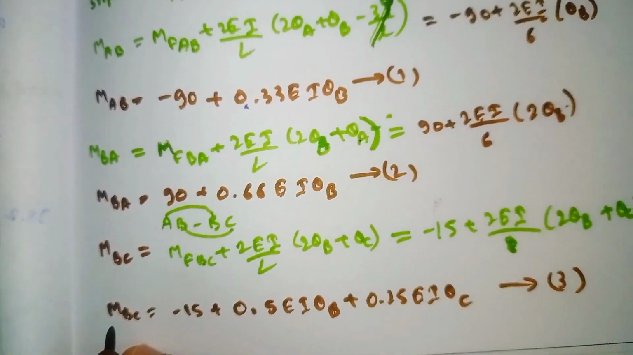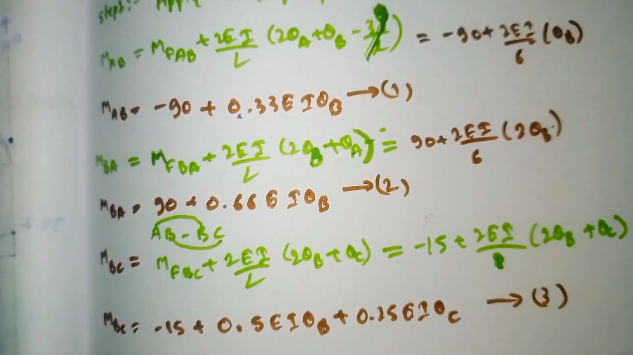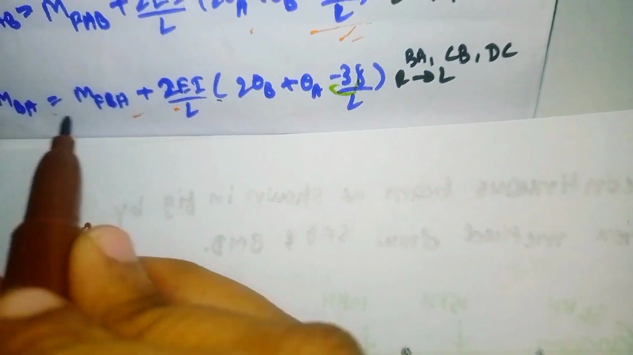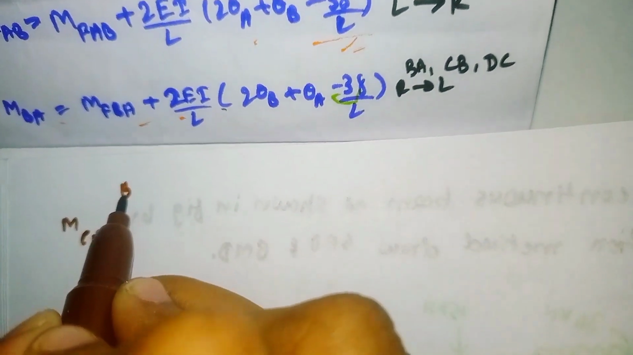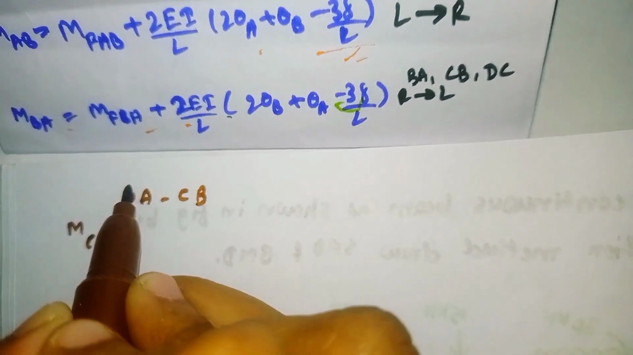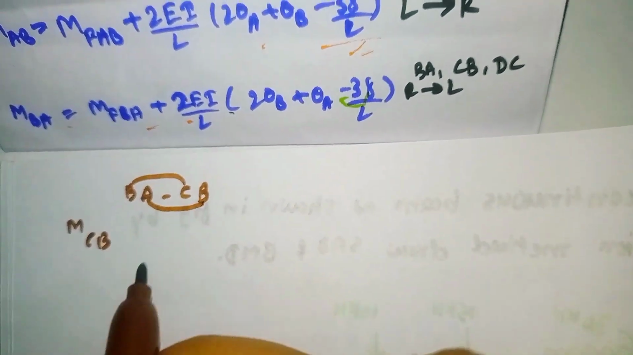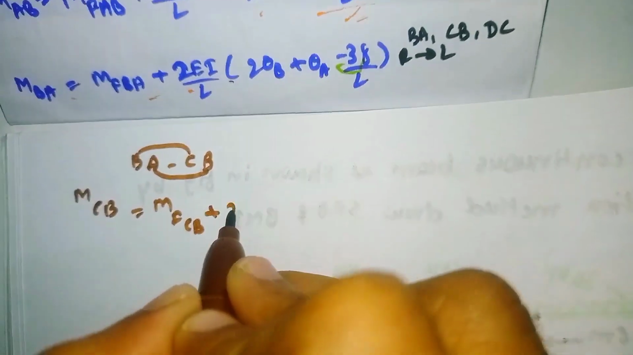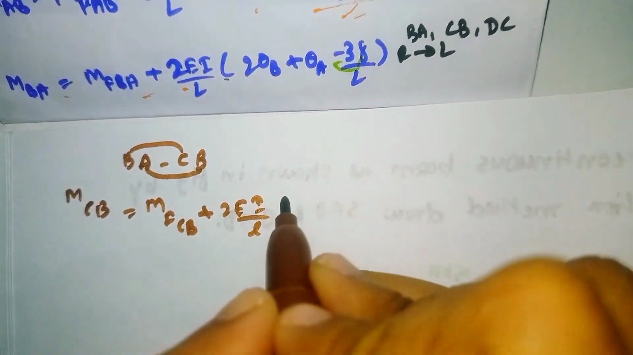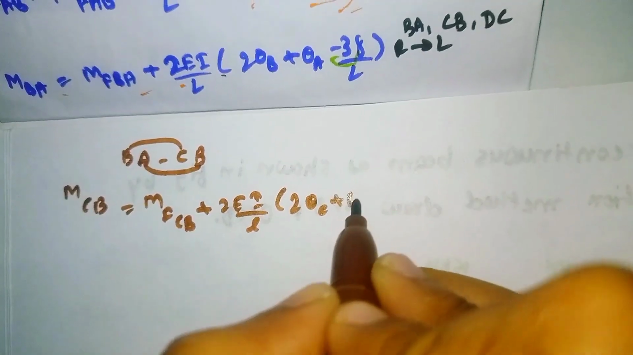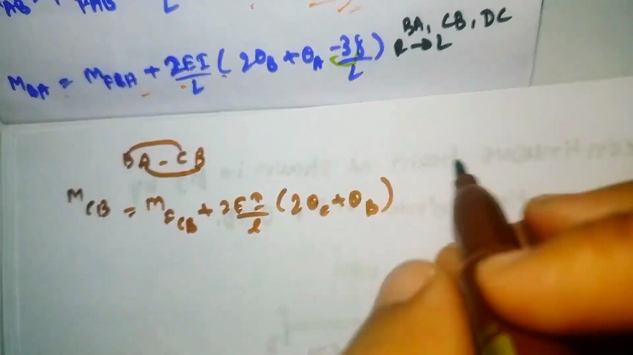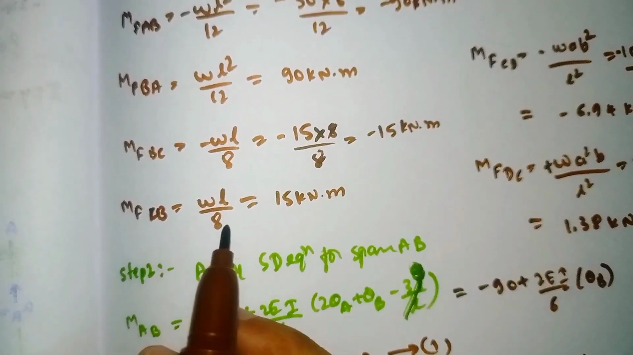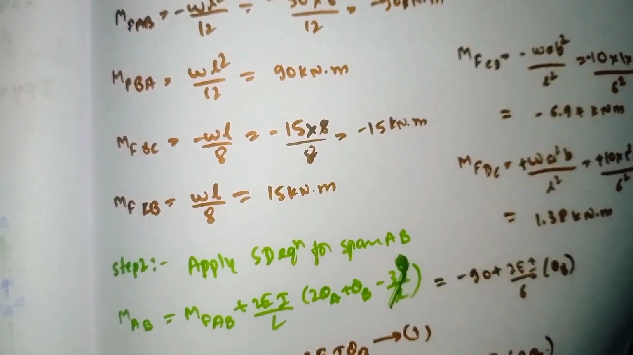So similarly we'll calculate the MCB. For MCB we need to use this formula. In case of BA we need to put CB. So in case of B, C. In case of A, B we need to put. So MCB is MFCB plus 2EI divided by L, 2 theta C plus theta B. Deflection value is not given, I am not writing it here. So MFCB value we got was how much? We got MFCB value 15. So put this value there.